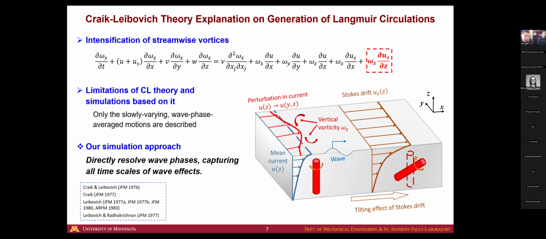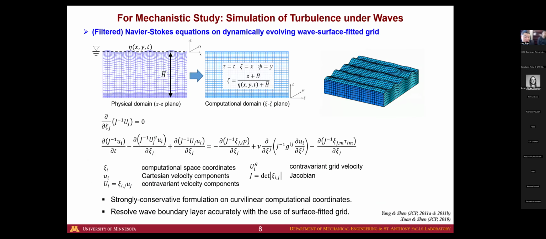So the question is, how important are they? And from the talk just now, we can see they are important. So that is what we do numerically. We want to resolve the wave and the turbulence directly without the approximation of CL theory, without using Stokes drift. We let the mean velocity, those currents, be captured in the simulation directly. Let the wave be captured directly without using this Stokes drift.